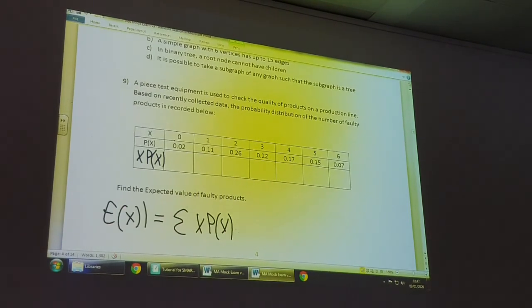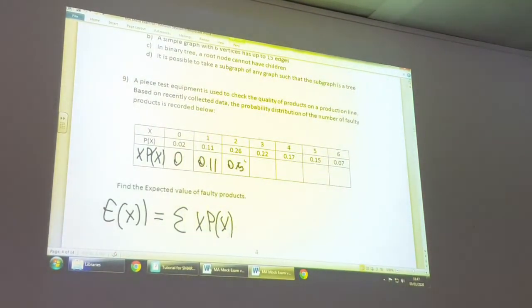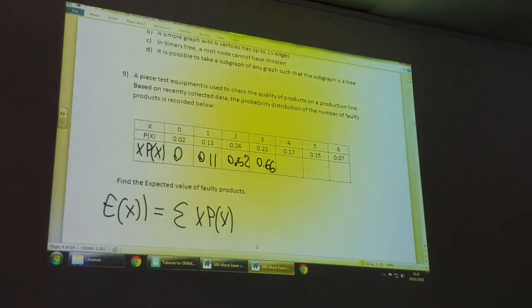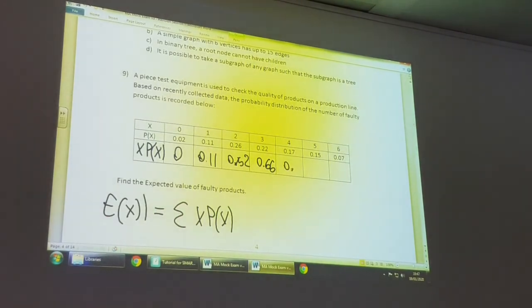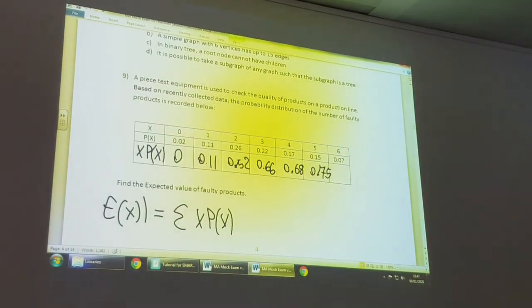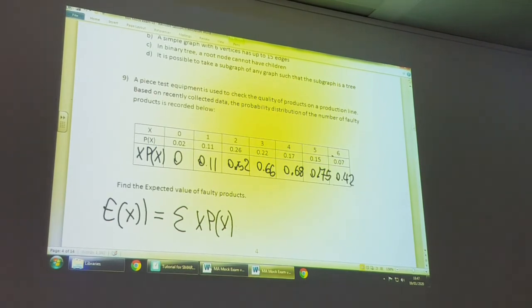0 times 0.02, 1 times 0.11, etc. 2 times 0.26, 3 times 0.22, 4 times 0.17, 5 times 0.15, 5 times 3, 5 times 3 is 15, but good. Okay, well, sorry, I'm just catching you up, but thank you, yeah, 0.42, you're right.